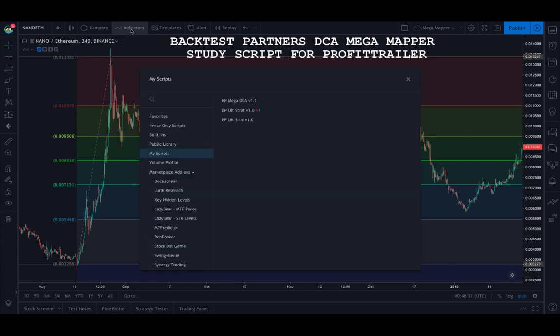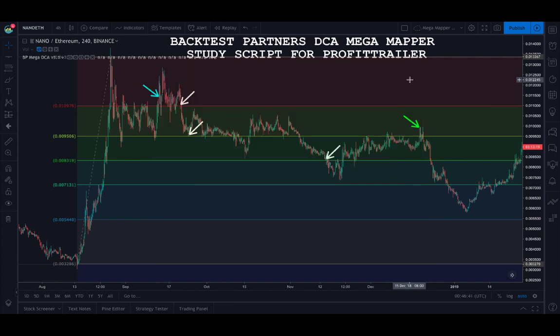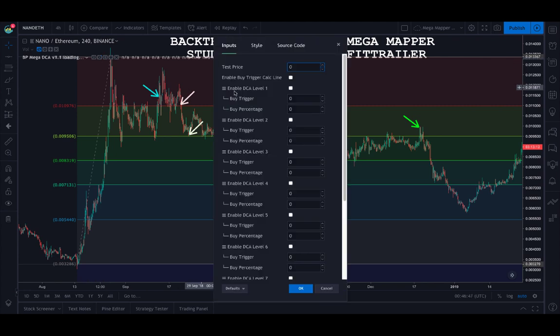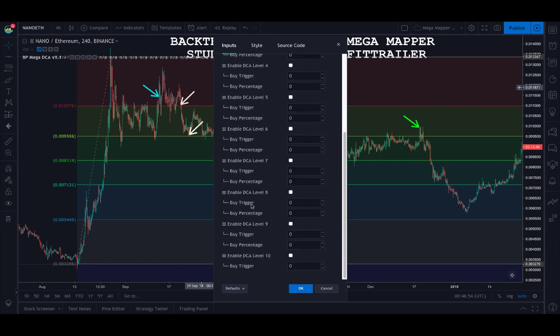Once you've subscribed to the script, you'll be able to get it under the invite-only scripts here, but we're going to pull it from my scripts for the demo. And so let's see the settings we have available. So test price, buy trigger calc line, and then your various DCA levels. This script comes with 10 DCA levels.